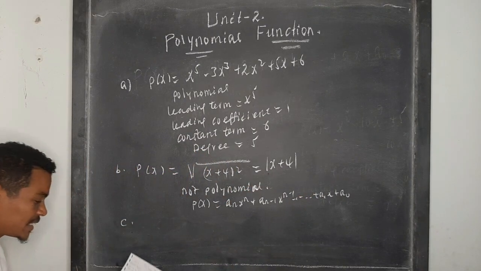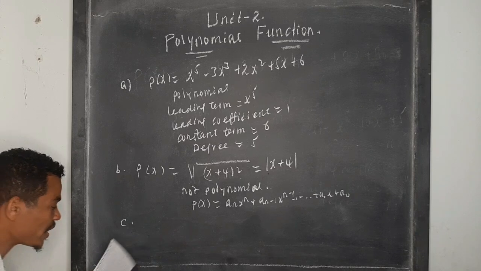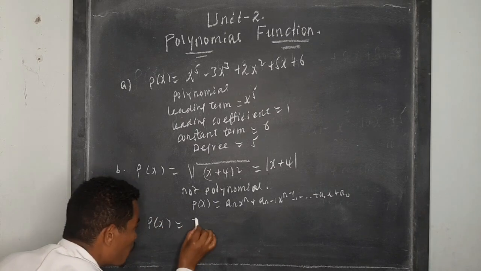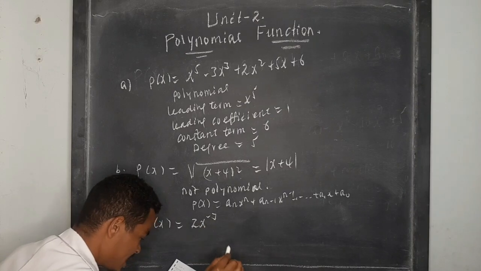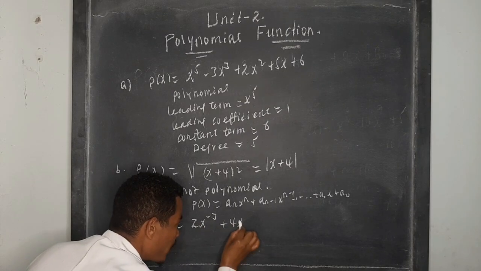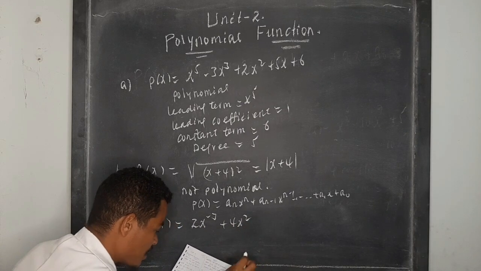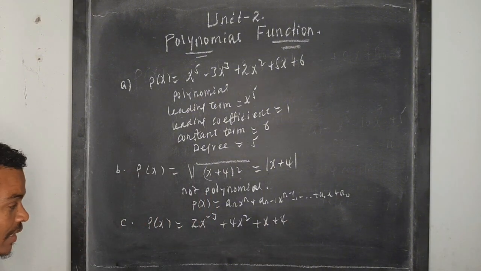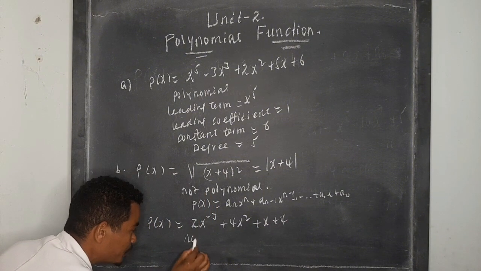For (c), p(x) = 2x^(-3) + 4x^2 + x + 4. First, is it a polynomial? This is not a polynomial.